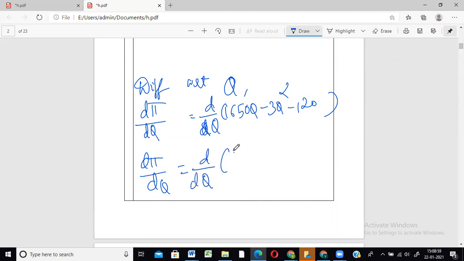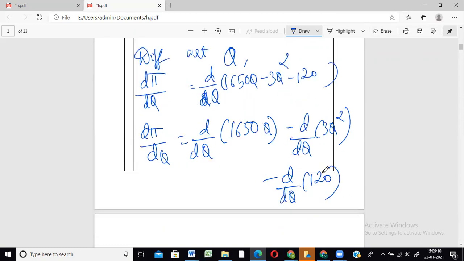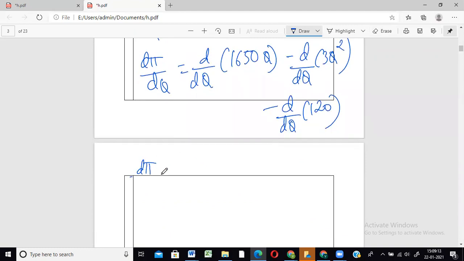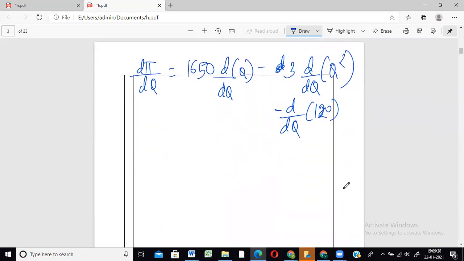d by dq of 1650q minus, again derivating each and every term individually. Then d pi by dq is equal to 1650. That is because whenever you have any number into q, we can always take that number outside, and then what remains? d by dq of q minus 3, again we can take the constants out, d by dq of q square minus d by dq of 1200. It's a constant, so it will stay as it is.